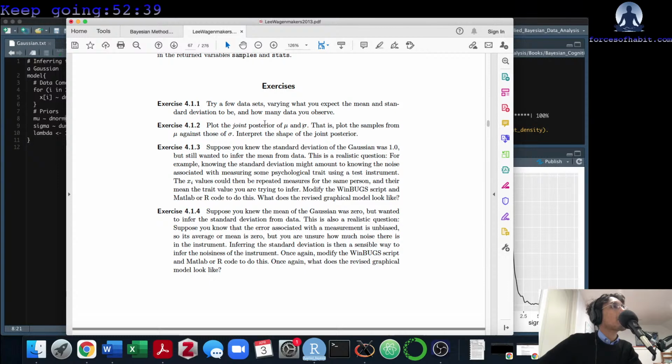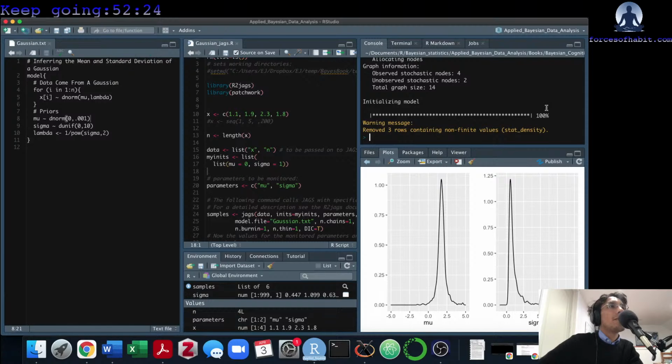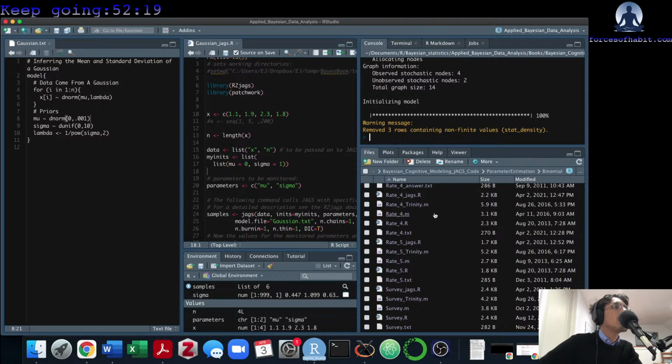Now it wants me to plot the joint posterior, plotting the samples from mu against those of sigma. This is a good exercise use case because it wants me to go back and potentially use some of the code that we had from last time. I know that with the binomial, we modeled the joint distribution for these.